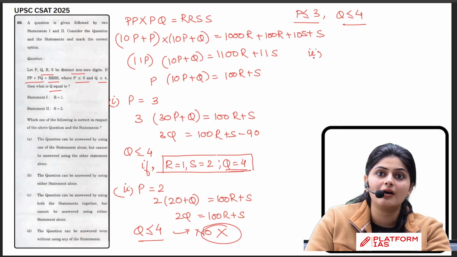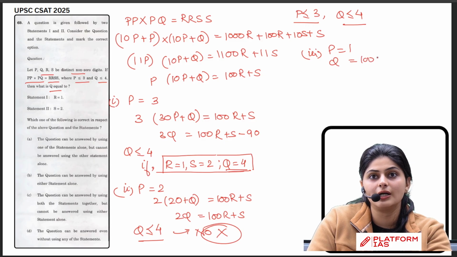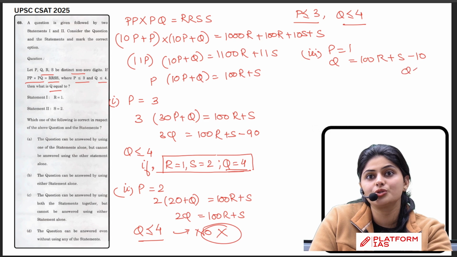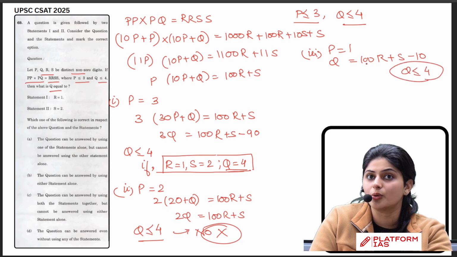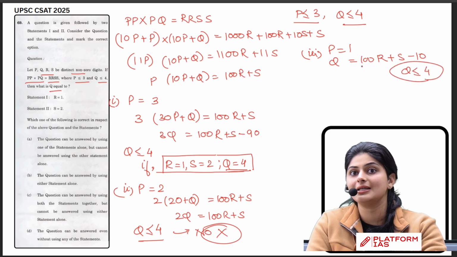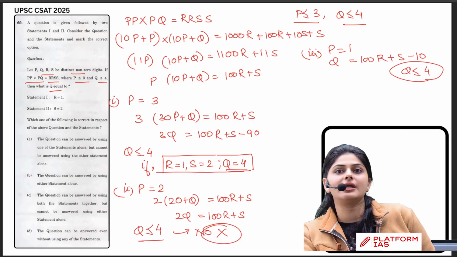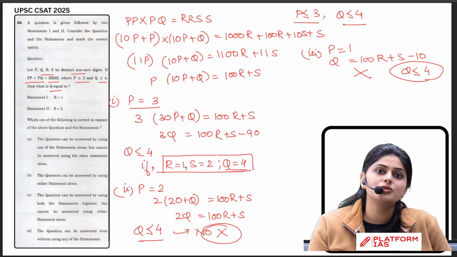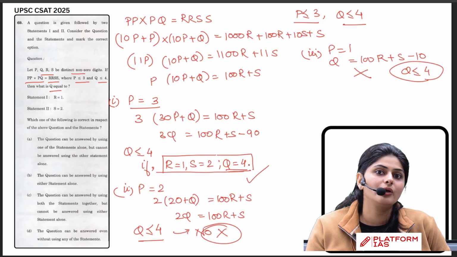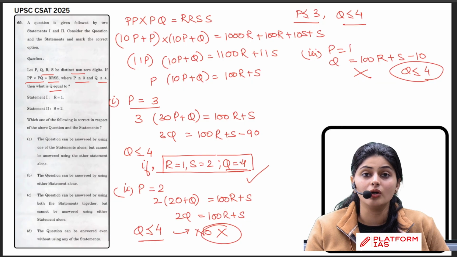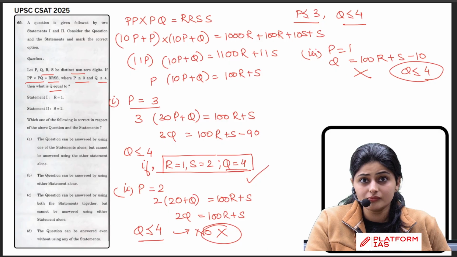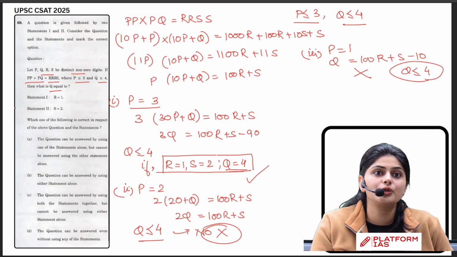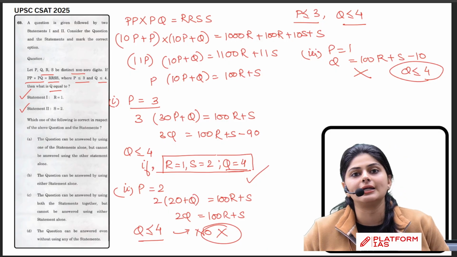Now if we have P equal to 1, Q will be equal to 100R plus S minus 10. Here also Q should be less than or equal to 4, which is not possible substituting the values, as you have a factor of 100 here. So again no possible solution we can get. But for P equal to 3, we got the value as Q equal to 4, R as 1 and S as 2. Now this answer we got without using any of the two statements that are given.